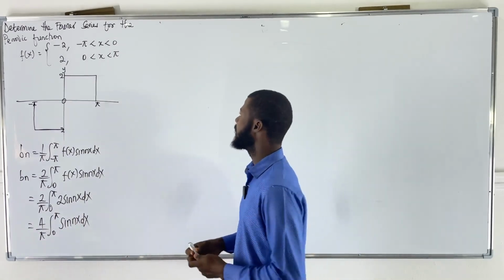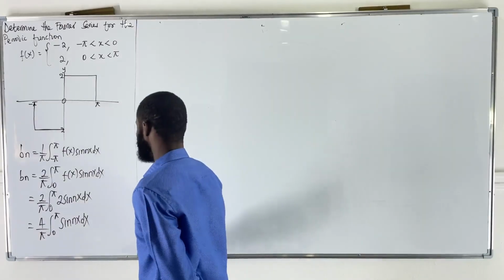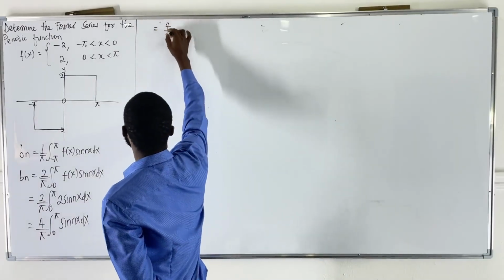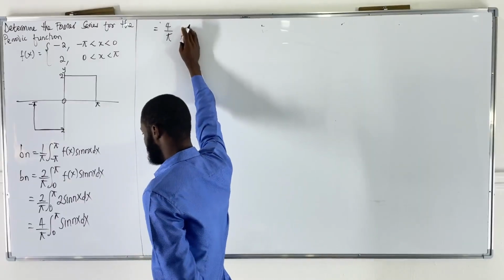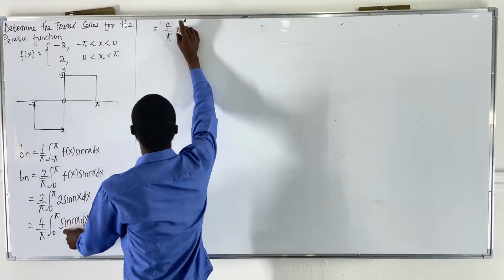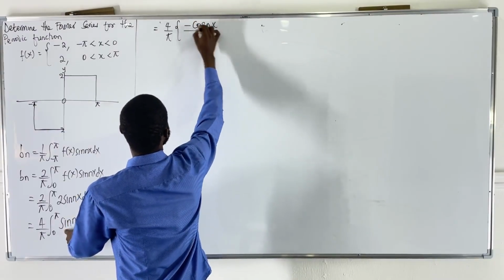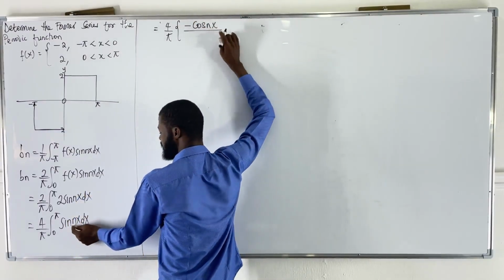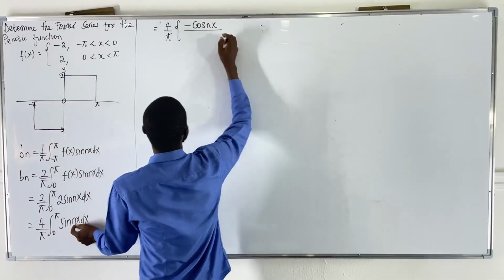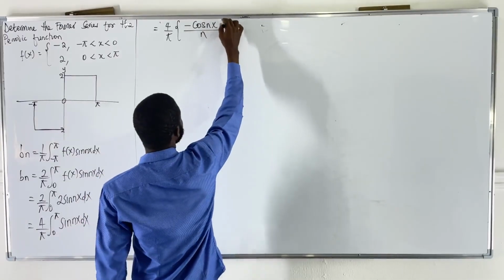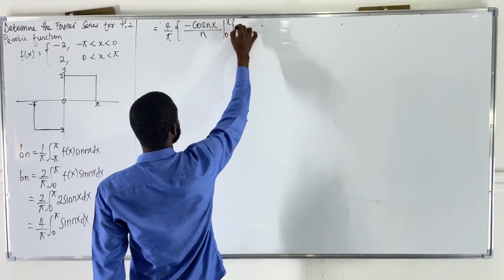Now the next thing I'm going to do is, this is equal to 4 over pi. Now, if you integrate sine, you will get minus cosine. So this is minus cos nx divided by, differentiate the nx, you will get n. So this is over n. And then our limit is 0 to pi.